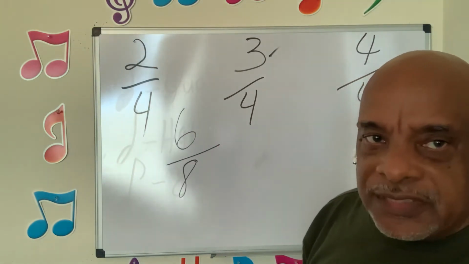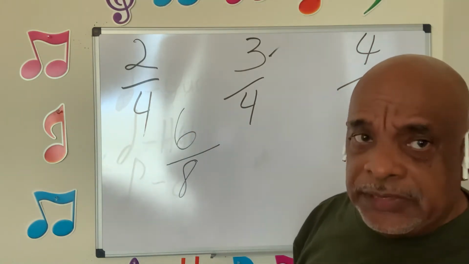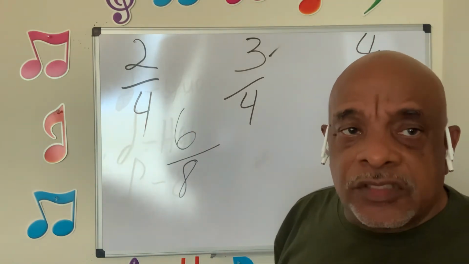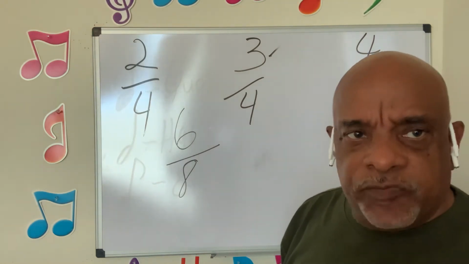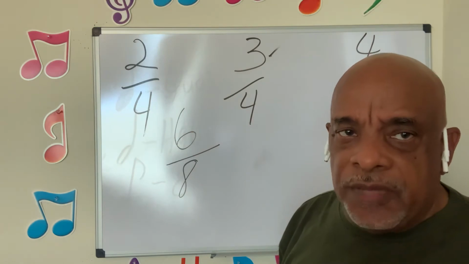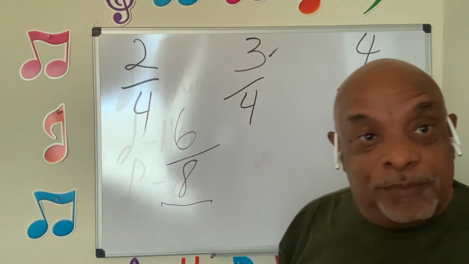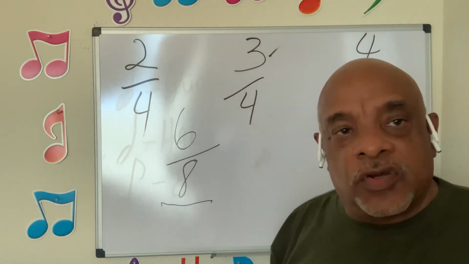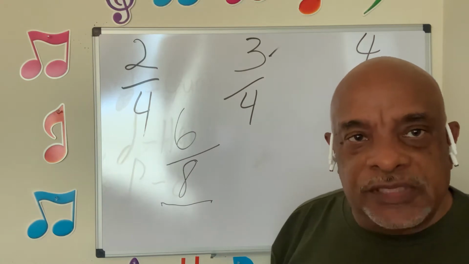No matter what the time signature is, that top number is always going to tell you how many beats there are in a measure. But in this case, the 8 at the bottom of this time signature is going to tell me something different.